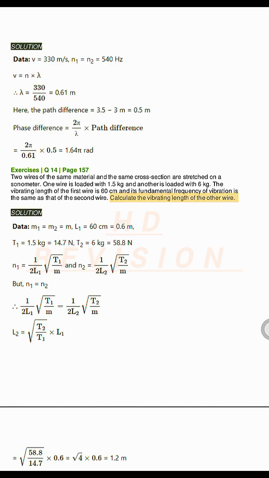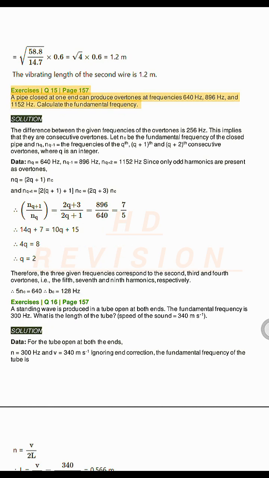Calculate the vibrating length of the other wire. Solution. Exercises Q15, page 157. A pipe closed at one end can produce overtones at frequencies 640 Hz, 896 Hz, and 1152 Hz. Calculate the fundamental frequency. Solution.